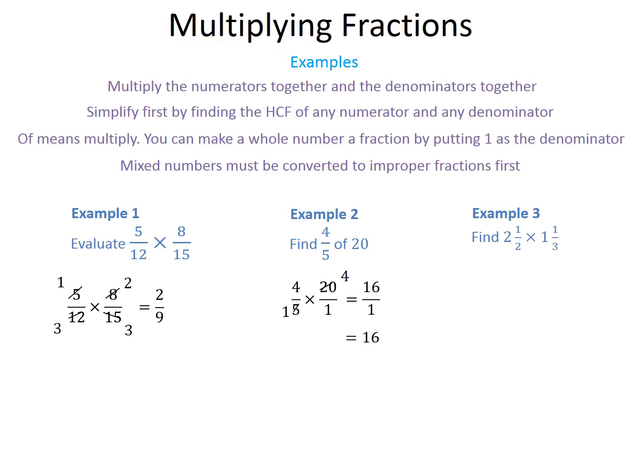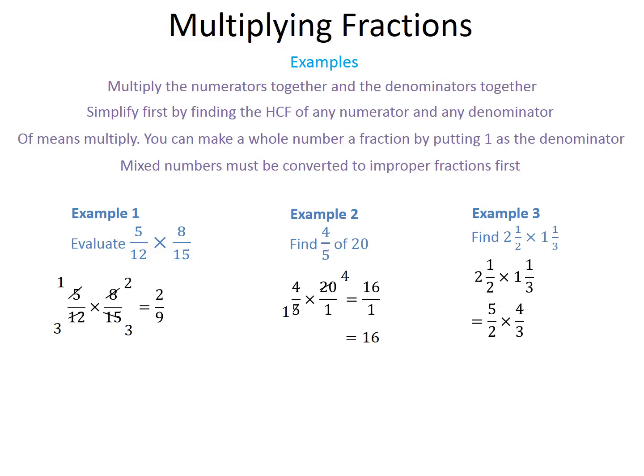And now let's take a look at when we're multiplying mixed numbers. Let's write the question down. Before I do anything else, I'm going to get rid of those mixed numbers. I hate them. I can't multiply with them. So 2 times 2 plus 1 is 5, and 1 times 3 plus 1 is 4. So I get my improper fractions there.